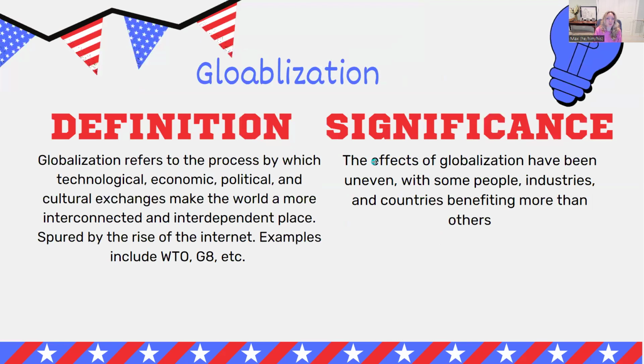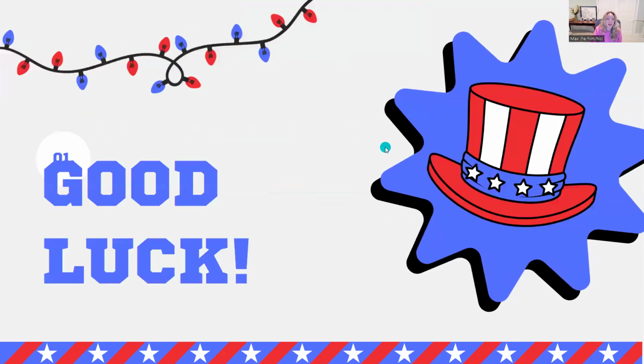Globalization. Globalization refers to the process by which technological, economic, political, and cultural exchanges make the world a more interconnected and interdependent place. Spurred by the rise of the internet, examples are the World Trade Organization, the G8, and all those other groups. The effect of globalization has been uneven, with different societies benefiting or not. But it basically creates what people call the global village, this feeling that the world is more interconnected than ever before. And that's it.